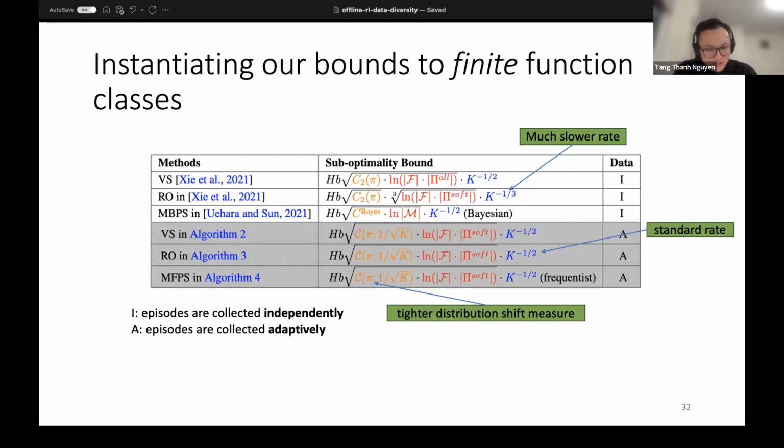Then what is the key point that brings you from k to the -1/3 to k to the -1/2? Yeah, that's a great question. If you look at the algorithm framework that we presented, the first two algorithms, version space and regularized optimization, are similar to the literature. The only novel algorithm is posterior sampling. But what makes us achieve this rate is purely the analysis. We have a more refined analysis to show that regularized optimization actually achieves the standard rate rather than the slow rate shown in the prior work. So my short answer is it's in the refined analysis, not in the algorithm.